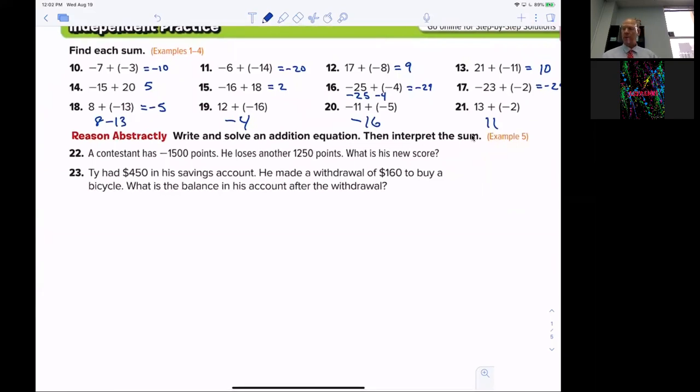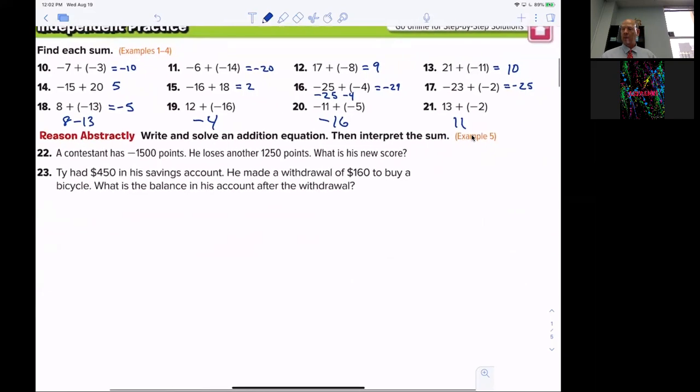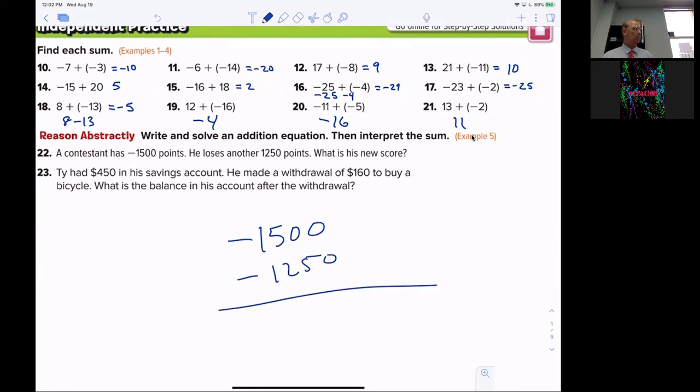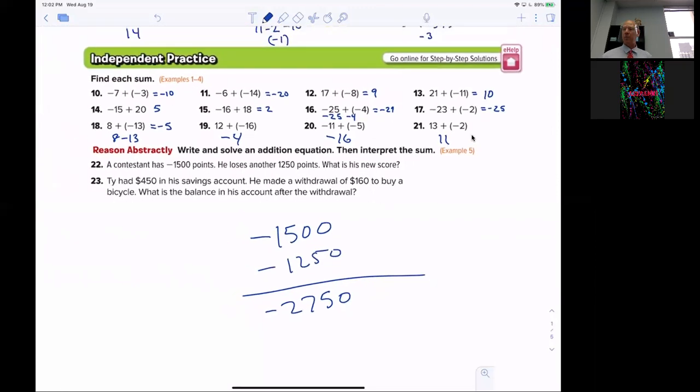All right, go. 250 or negative 250. A contestant has minus 1,500. He loses another 1,250. So now tell me, negative 2,750. Thank you. That's good mental math. I appreciate that. How's that, guys? Good. KK, you good over there? Everybody's happy? All right. Ashley, I haven't heard anything from you, so I'm assuming you're good.